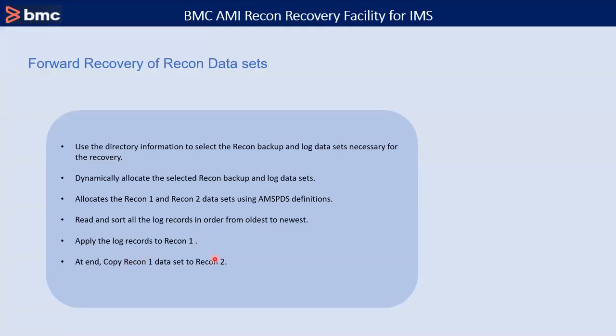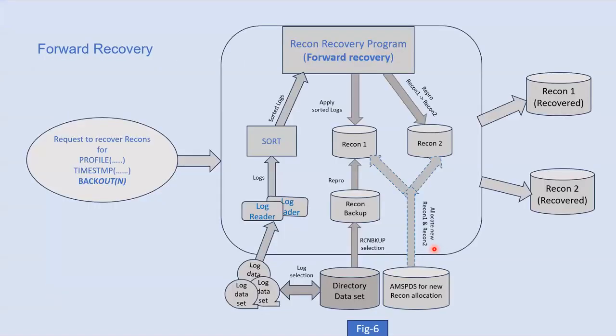If you go to the next slide, please. Okay, so this is the same thing we just talked about in pictorial format. So same thing, only difference in the control card is profile, timestamp, and backout. Now you're saying backout no. So you're requesting forward recovery. So you see AMS PDS for new recon allocation under, yeah.